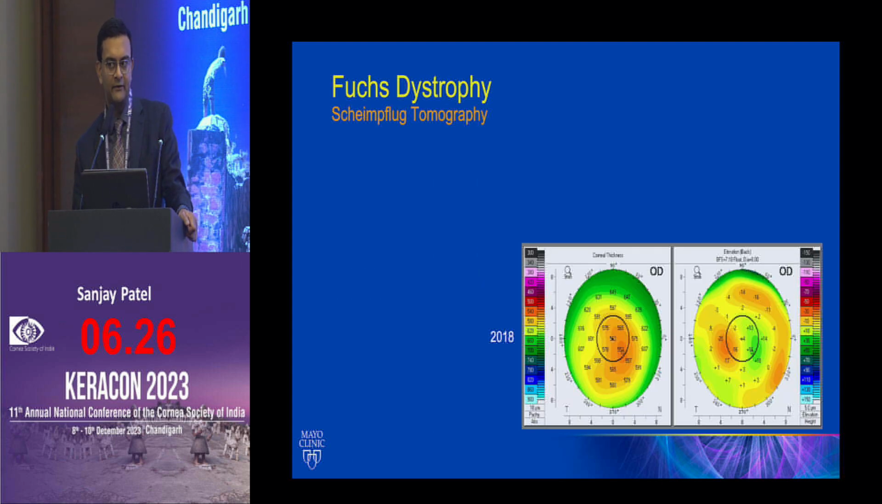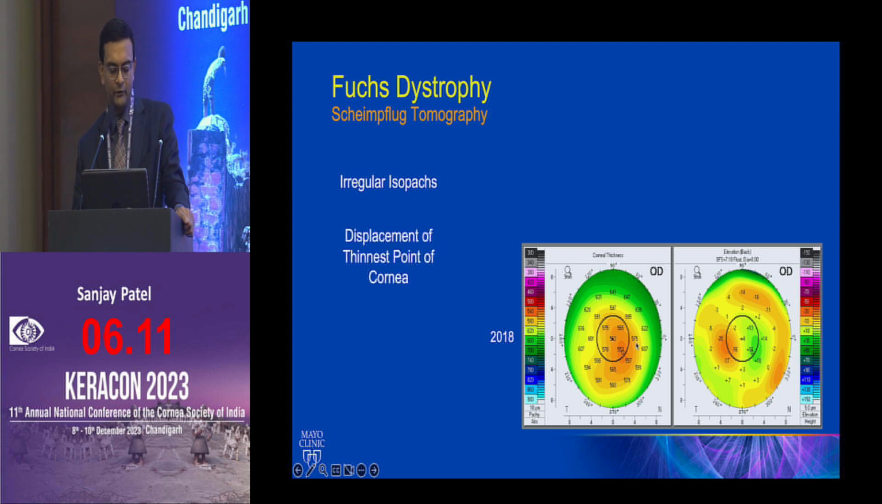So here are some examples. Here's a patient I saw in 2018 who's got all the classic features of subclinical edema. These isopachs here, these are lines joining points of equal thickness. They're no longer circular. They've become straightened over here. The thinnest point of the cornea has been displaced nasally, which is not normal. It should be infratemporal. And you've got this area of focal depression here on the back surface.